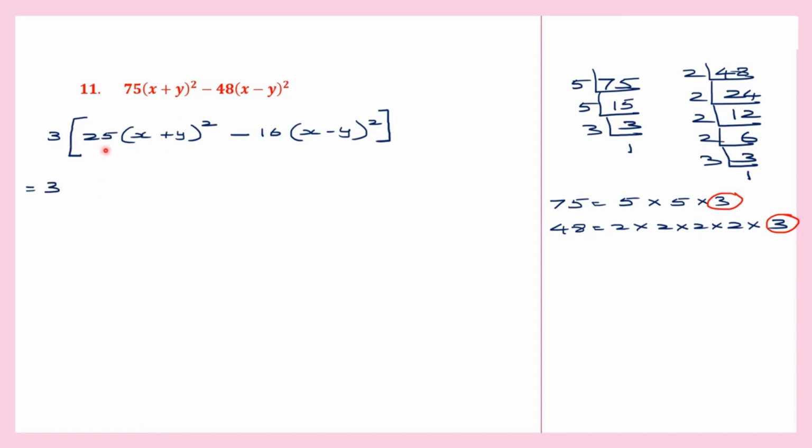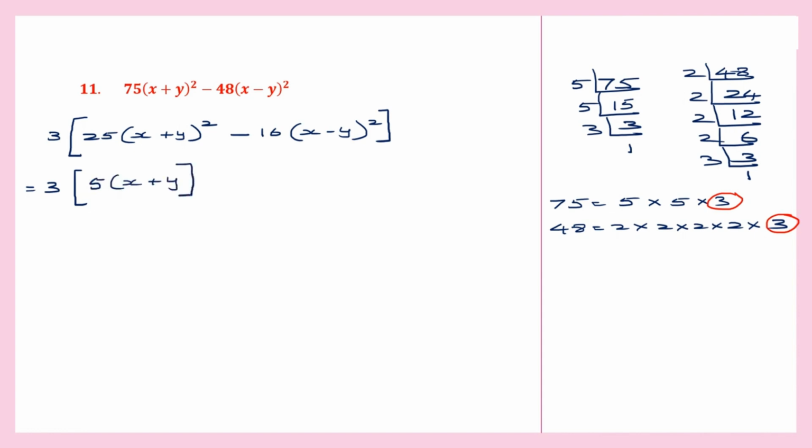So how do I do this? I must get the square root of 25. Now this is easy. Square root of 25 is 5 because 5 fives are 25. So let's write that 5 into x plus y the whole square.